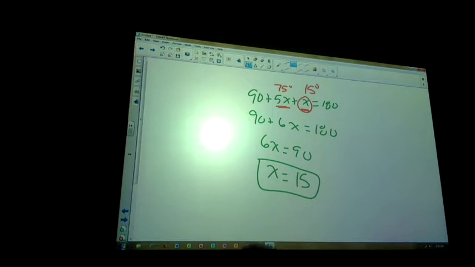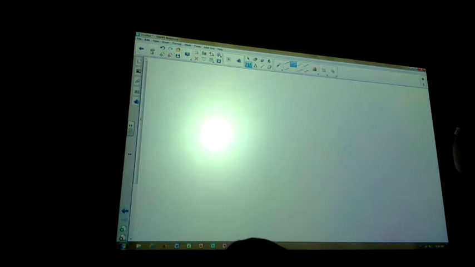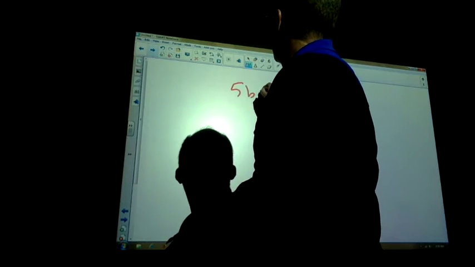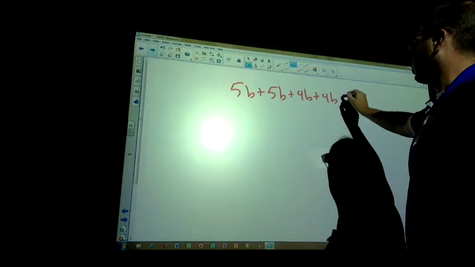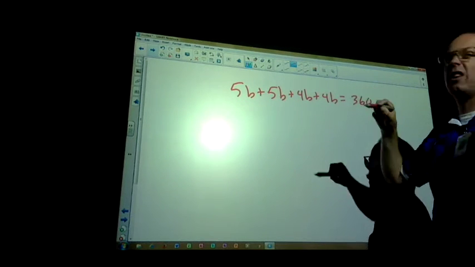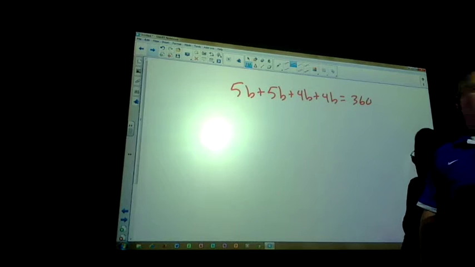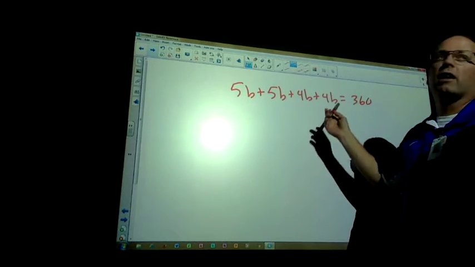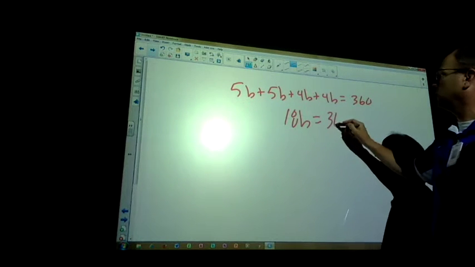And then number 14, there was one similar to this on the quiz, and some of you were having a tough time with this. I have 5b, 4b, 4b, 5b. Okay? That's some sort of order for the problem, and the interior angles, the inside angles of a 4-sided object have to be 360 degrees. So when I add this up, what's 5b plus 5b? 10b, good. 10b plus another 8b is 18b. 18b, and that's equal to 360.